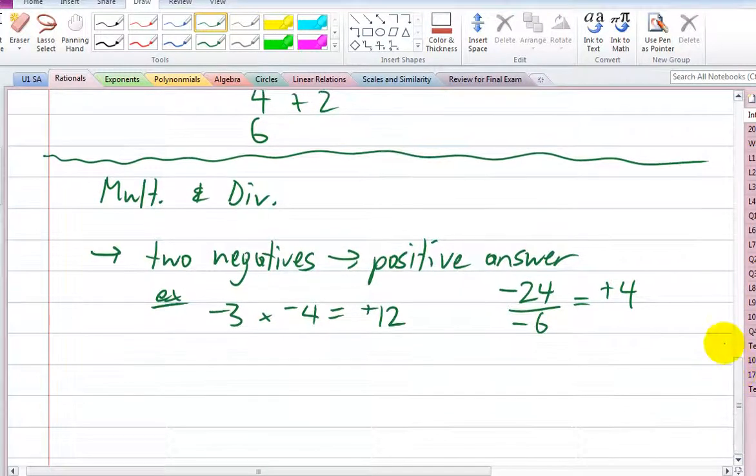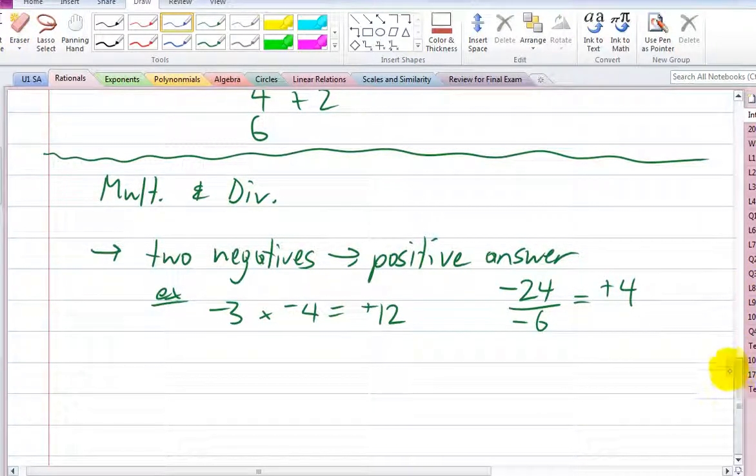Now, hopefully I didn't cover it, but I will just in case. What about positive 3 times positive 8? What does that equal? Okay, just checking that you guys can do that. I'm not going to write that down, I'm just assuming that. Just like with division, two positives will equal a positive.